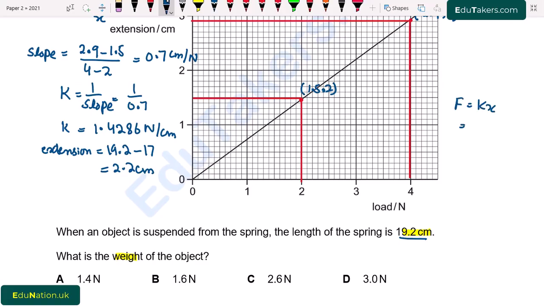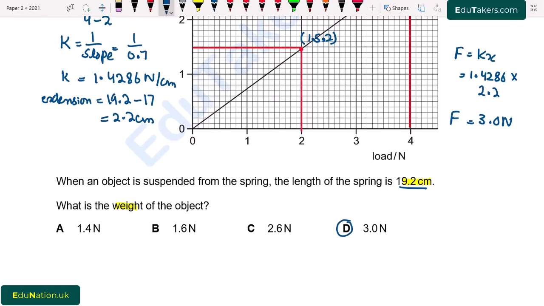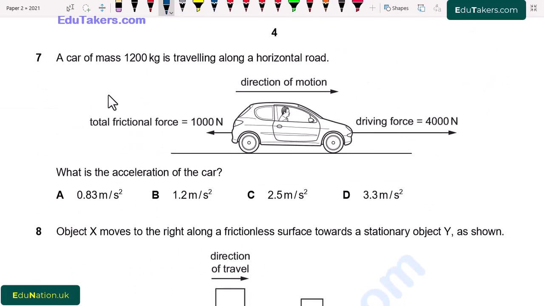So I use Hooke's law that F is equal to Kx. The value of K that we calculated is 1.4286 multiplied by x, which is 2.2. So the value of F comes to be 3.0 Newton. This value of load is basically equal to the weight of the object. So in the options, A is 1.4 Newton, B 1.6, C 2.6 Newton and D 3.0 Newton. So option D is correct here.